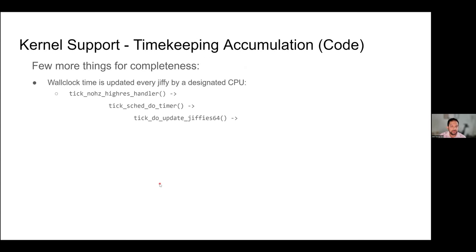So for completeness, I just want to show you the functions in the kernel that are executed when you update the wall clock time. It's not important, but if you're a kernel developer and you're looking at the kernel sources, now you know, this is the call stack. So essentially, an interrupt goes off, we update the Jiffies, and when we update the Jiffies, we also say, we need to update the wall time now.